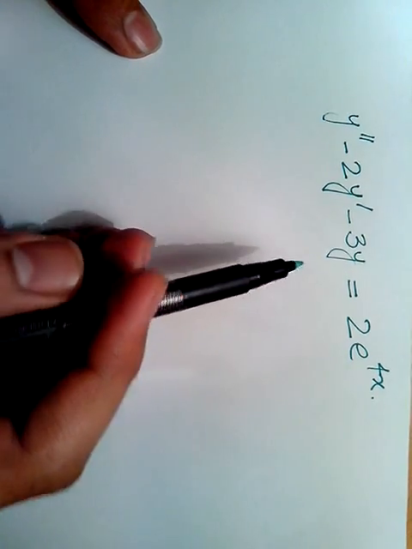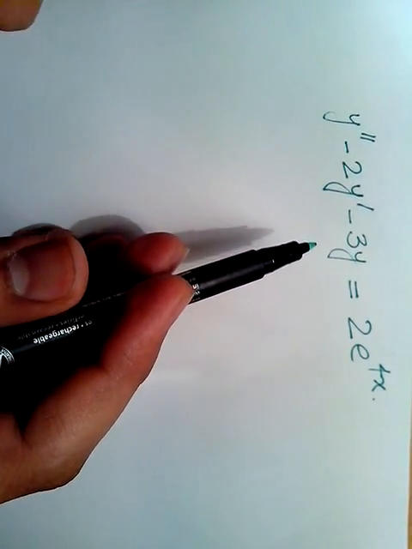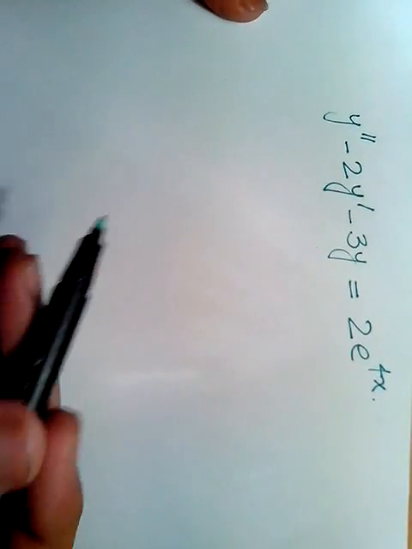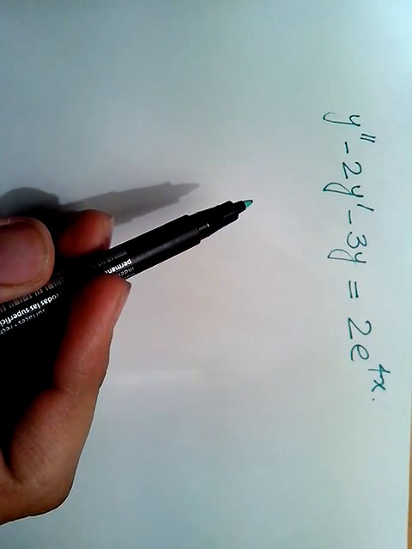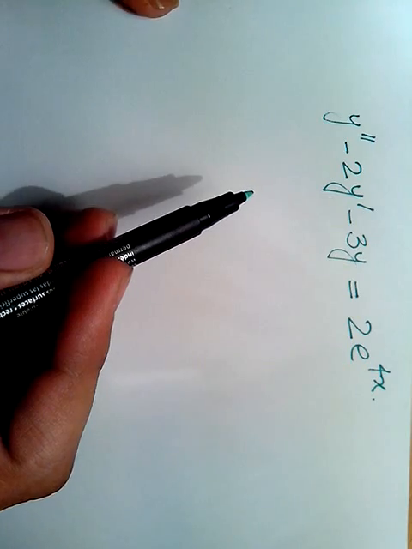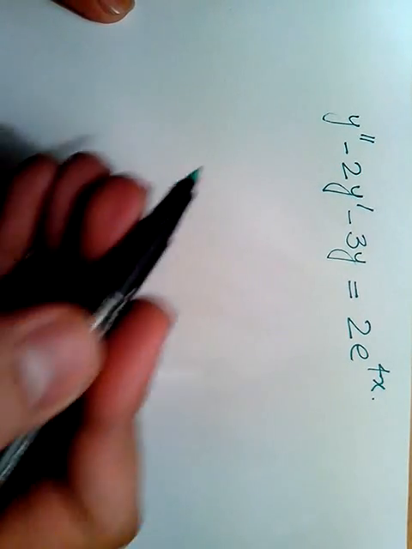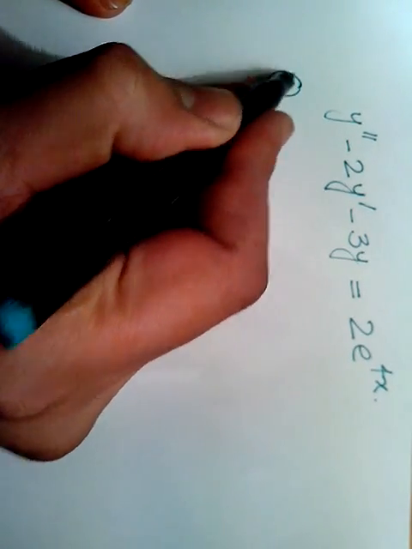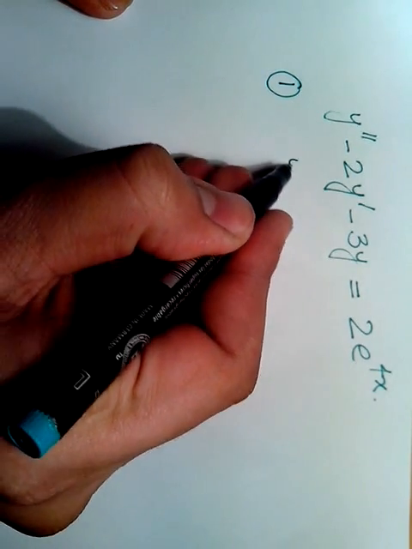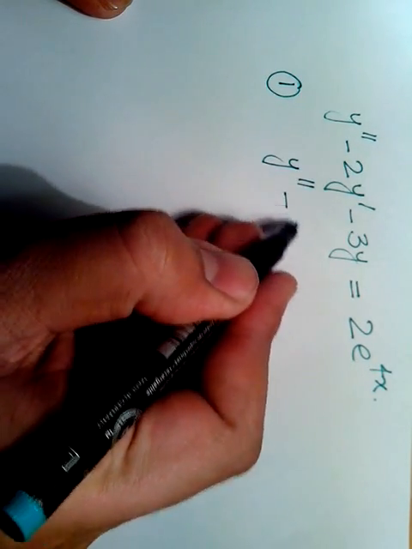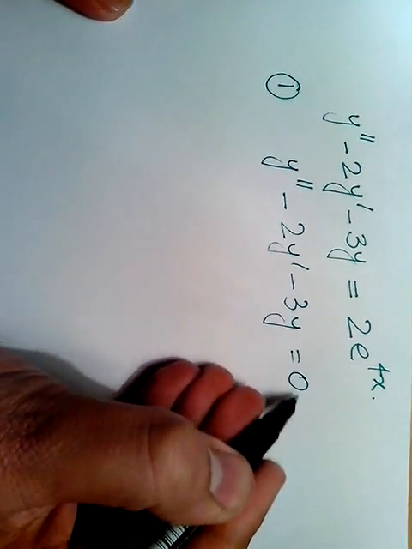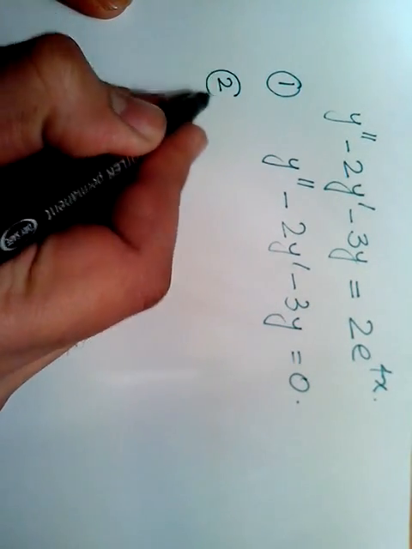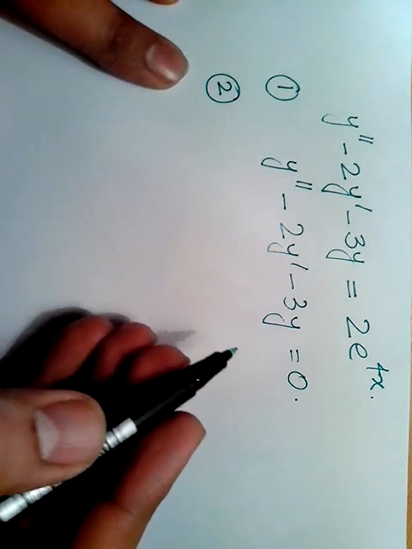So we have a second-order differential equation, and this is a non-homogeneous differential equation, and we need to find the solution of this differential equation. We need to proceed in two ways. First, we have to find the solution of the homogeneous differential equation, where the right hand side is 0, and then afterwards we need to find the particular solution.